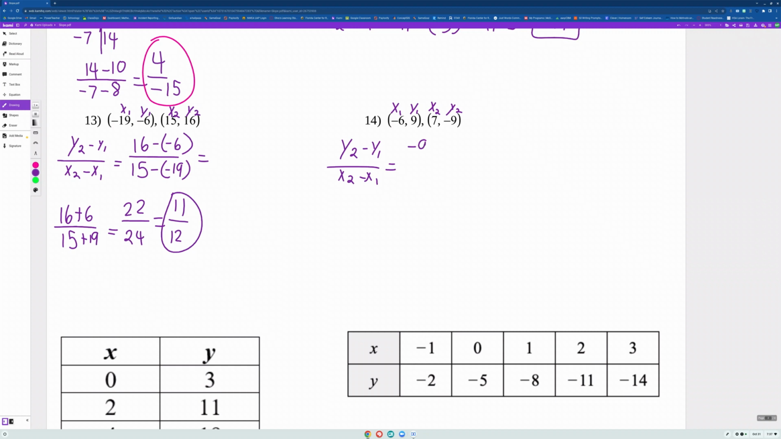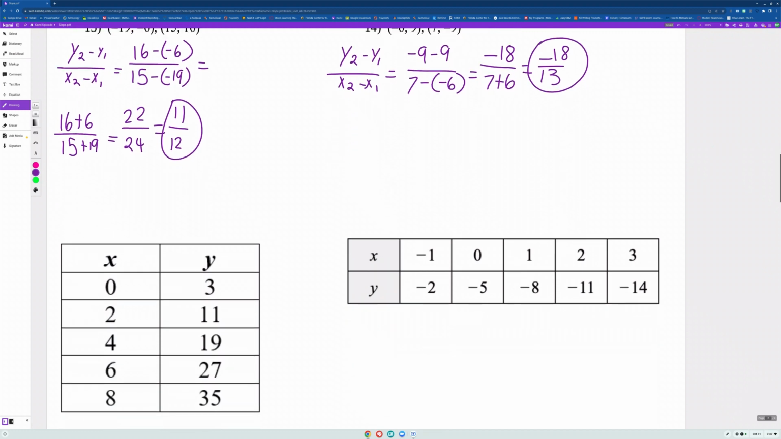Y2 is negative 9 minus my y1, which is 9, all over x2, which is 7, minus my x1, which is negative 6. All right, so when I'm simplifying this one, negative 9 minus 9 is going to give me negative 18, all over 7 plus 6. Because I'm subtracting a negative, that becomes positive. So my slope for this one is going to be negative 18 over 13. And because there's nothing that I can simplify, negative 18 over 13 is your slope.